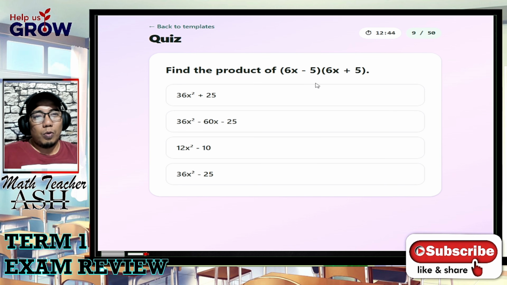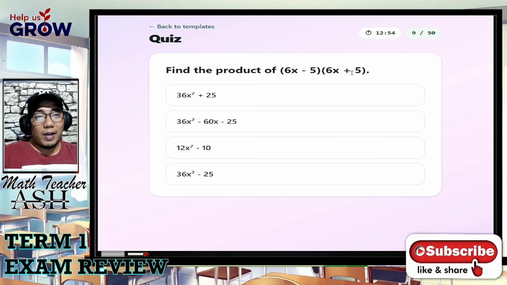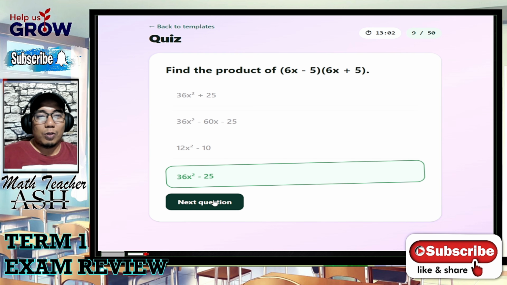So what we need to do is just multiply the first terms and the last terms. So 6x times 6x, that will be 36x squared. Negative 5 times positive 5, that would be negative 25. So that will give you the fourth option. Let's check whether we are correct. Easy, right? So now let us go to the next question.